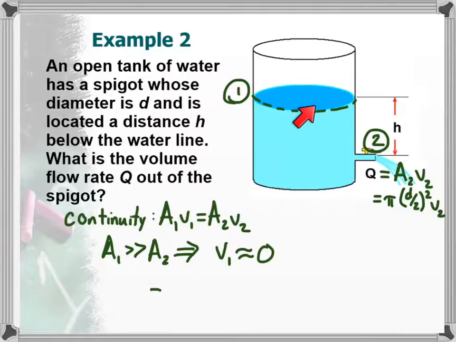That's a very common assumption that you need to make for tanks that are open up to air, especially when there's some sort of spigot, then there's some flow out of here, is that the velocity of that flow right up here is 0. Okay.